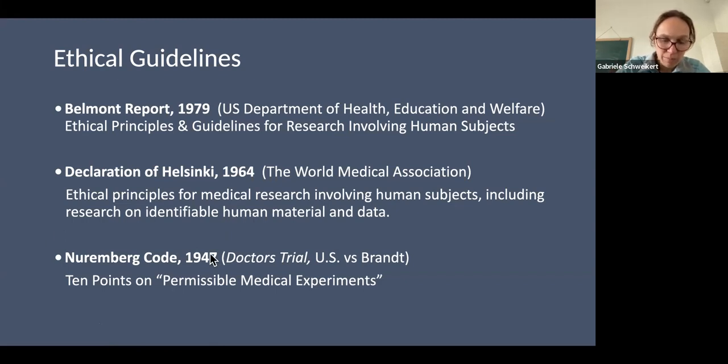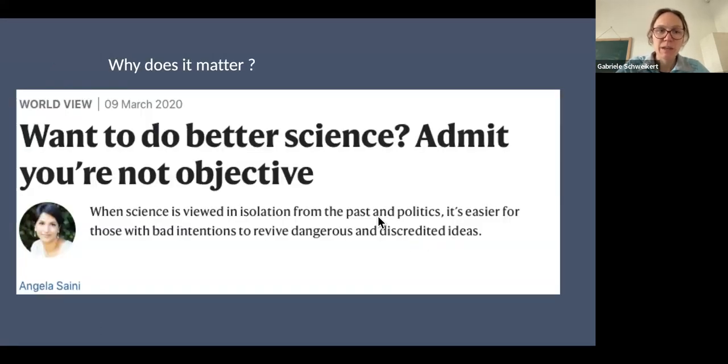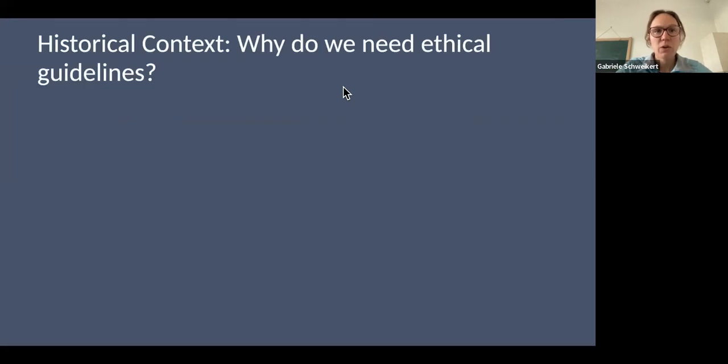And I do want to go a little bit, and I know that this is potentially a bit breathtaking and not what you have been expecting for today, but here I want to also go a bit into the history, what went wrong in the history of sciences. Why did we have to establish these ethical guidelines? And that's very much motivated by this paper by Angela, where she says that when science is viewed in isolation from the past and politics, it's easier for those with bad intentions to revive dangerous and discredited ideas.